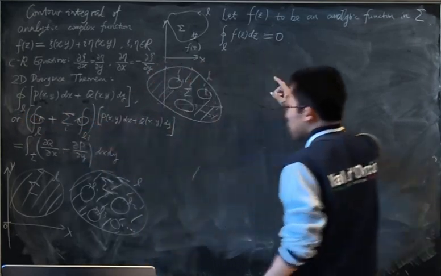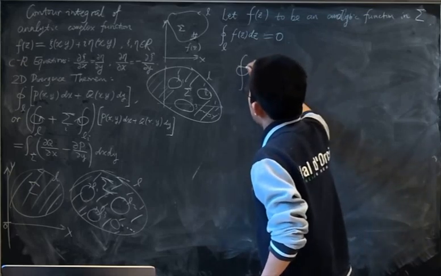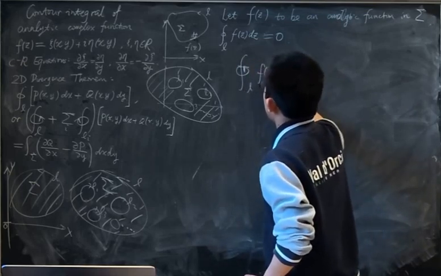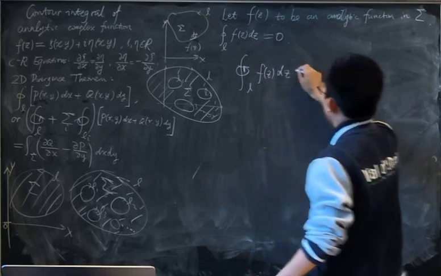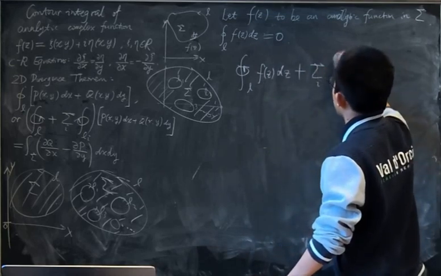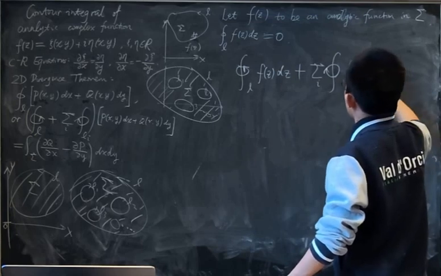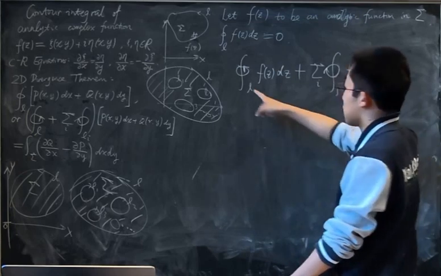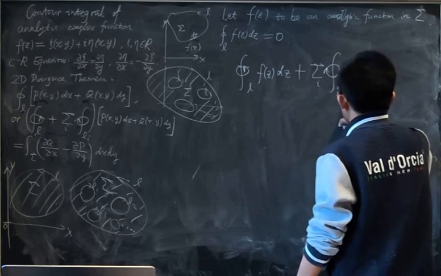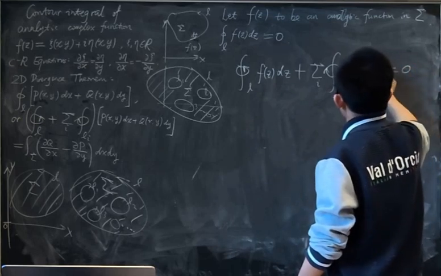So I would conclude that the counterclockwise integral of f(z) dz plus the clockwise integral of f(z) dz over all of this, this one on the big loop and this one on the small loops, has to equal 0.